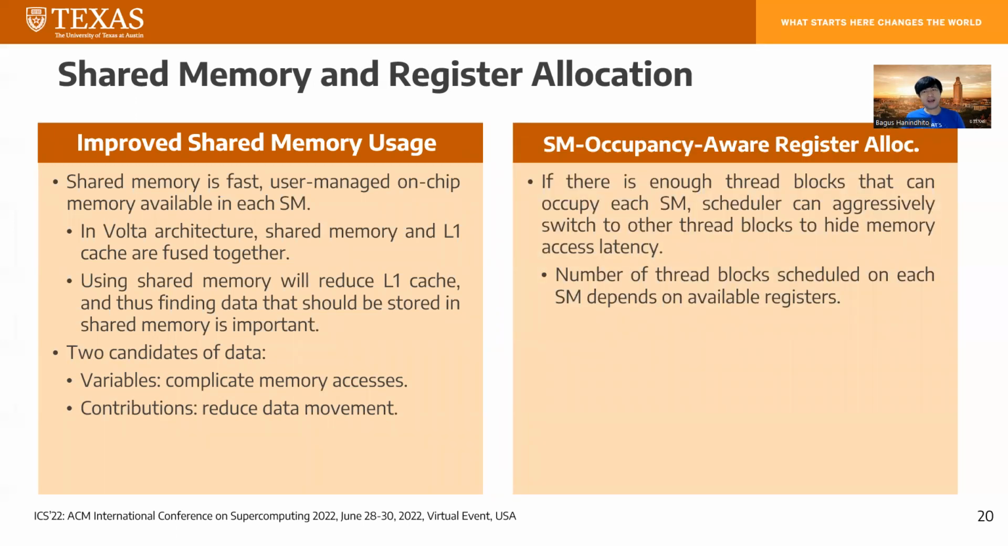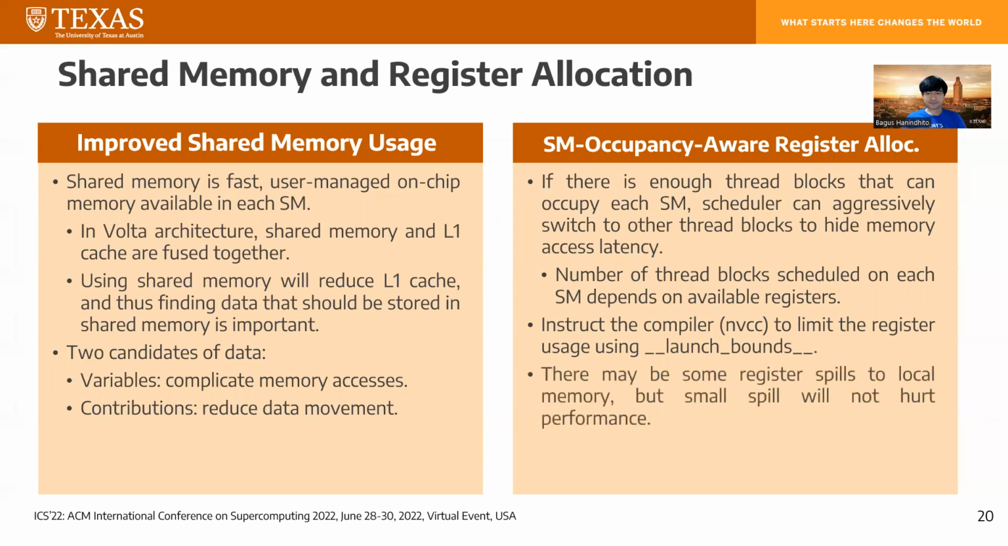We also try to schedule multiple thread blocks inside an SM so that the SM can switch to another thread block to hide memory access latency. But then we need to control the number of registers that each thread block consumes. We use the NVCC launch bounds command to instruct NVCC to limit the register usage so that one SM can handle multiple thread blocks.